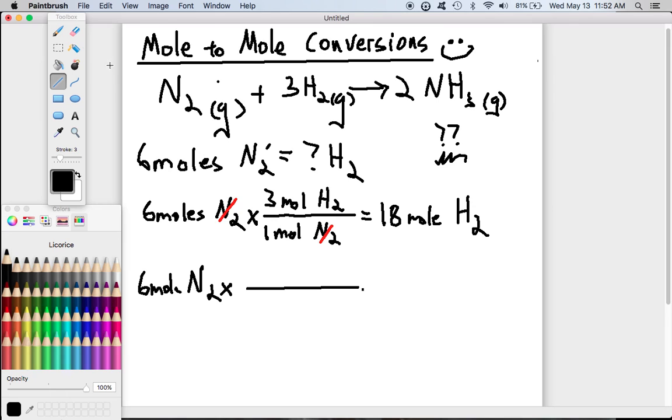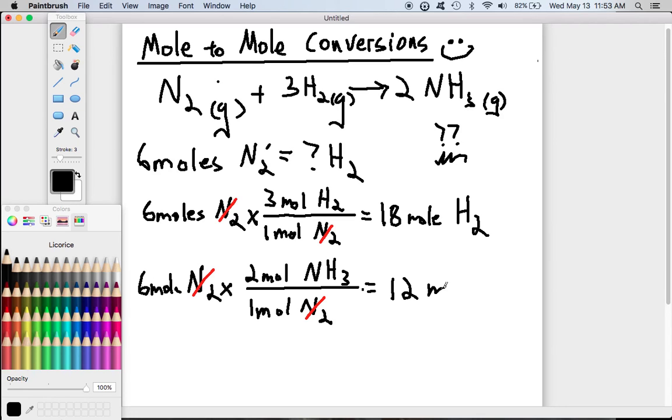According to my recipe, for every 1 mole of nitrogen that I react, I produce 2 moles of ammonia, NH3. Okie doke. This converts away. Now I can say that I would produce 6 times 2, which is 12 moles of ammonia.